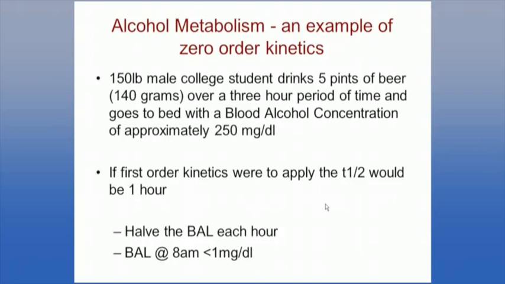And let's assume that this individual drank this rather quickly, over a 3-hour period of time. And he's a little sleepy, and he goes to bed. And we assume, based on information that we know from many studies, that his blood alcohol concentration is approximately 250 milligrams per deciliter. And just for reference, this is way, way, way above legal limits. If alcohol was to follow first-order kinetics, then you would assume he would halve his blood alcohol concentration every half-life. So the assumption is that by 8 o'clock the next morning, with a half-life of 1 hour, he would only have 1 milligram per deciliter in his blood, so well within the legal reference range.